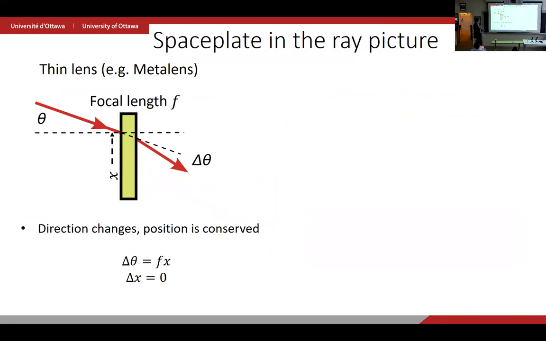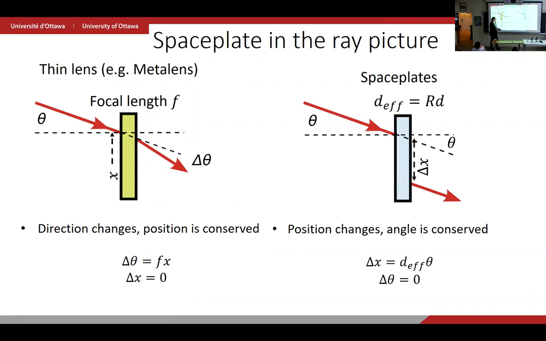I have other stuff to tell you, but I'll just point out, coming full circle, that in some ways a space plate is the exact counterpart to a lens, because a lens changes the angle depending on where a ray hits it, the position it hits at. And it keeps the position constant, at least a thin lens does. Whereas a space plate changes the displacement of position based on the angle it hits at, and it keeps the angle constant. So it really is just the interchange of the two parameters there.